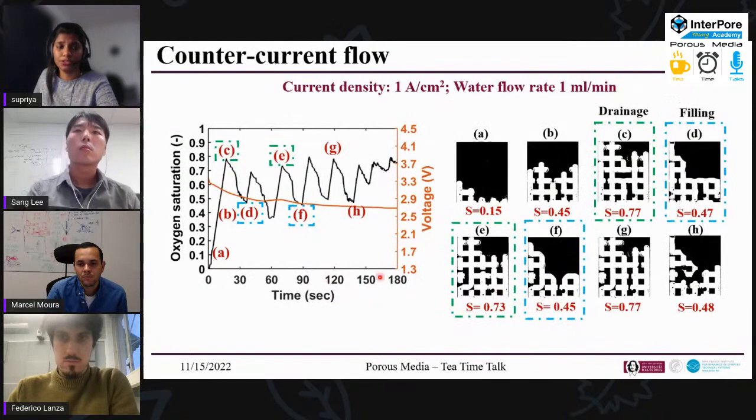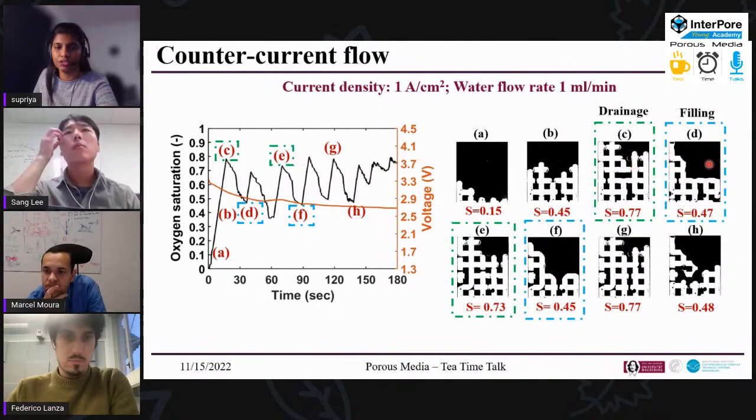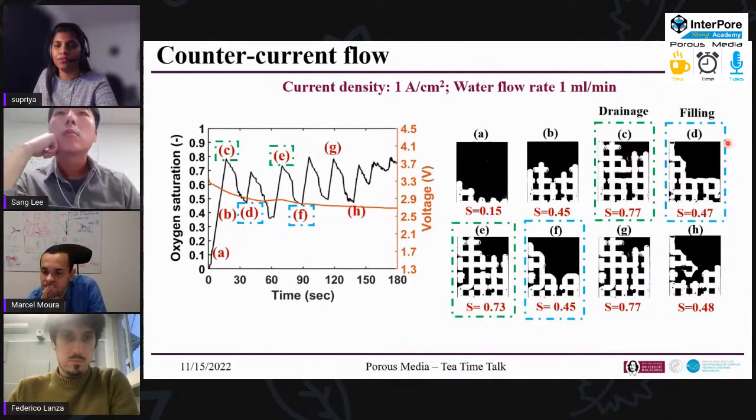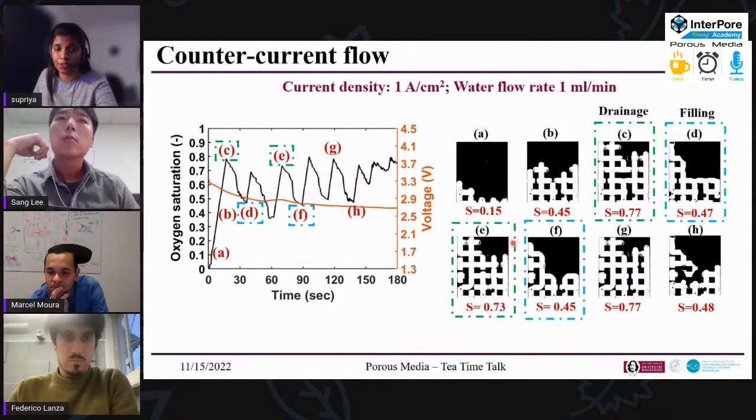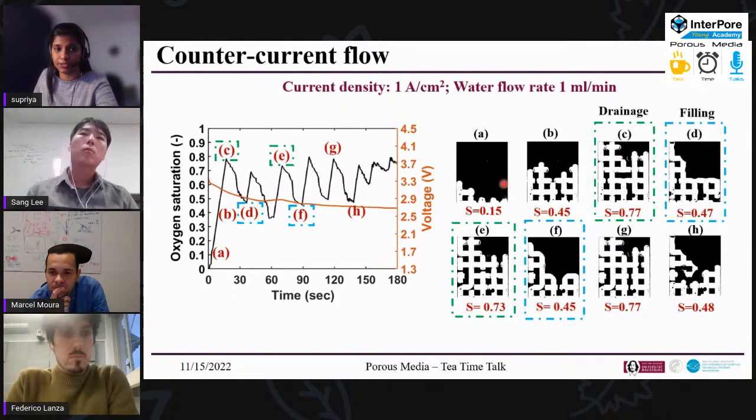This process can be differentiated into drainage and filling cycles. The drainage is the removal of the water out of the system, with the oxygen flowing across. Then we have the filling, where the water again fills the system, and the oxygen reaction takes place again. So this is a continuous process of drainage and filling cycles.